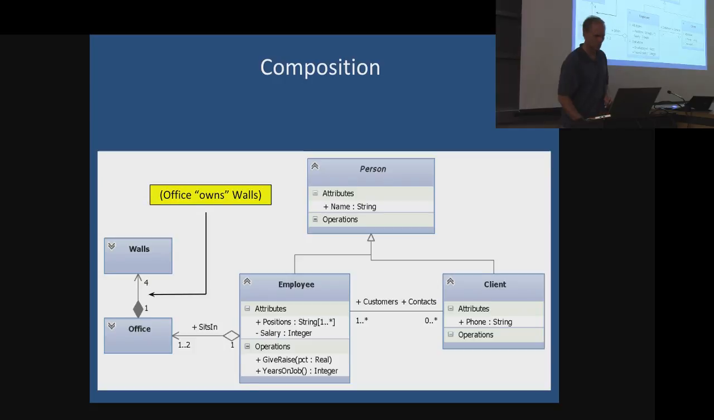Okay? And this is a different kind of ownership here, where this diamond is shaded in. So an office has 4 walls, any wall associated with one office. The idea here is, if we get rid of the office, the walls disappear. So the walls can't exist outside of the office. So that's why that's shaded in here. If we get rid of an employee, the office continues to exist. So it's a much stronger form of ownership right there.